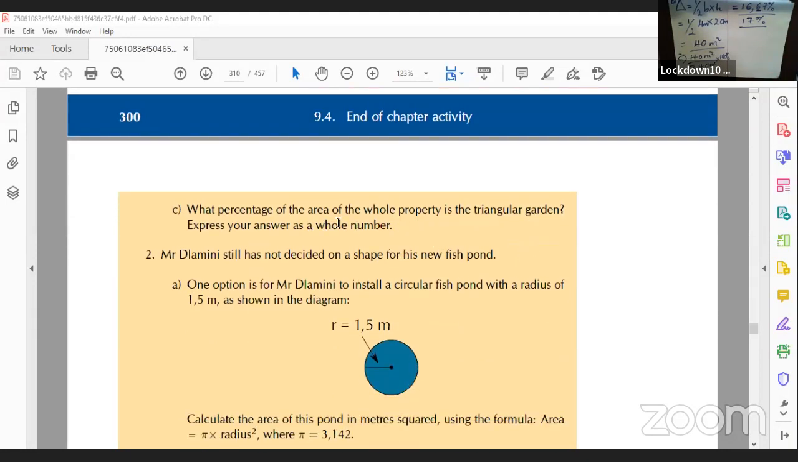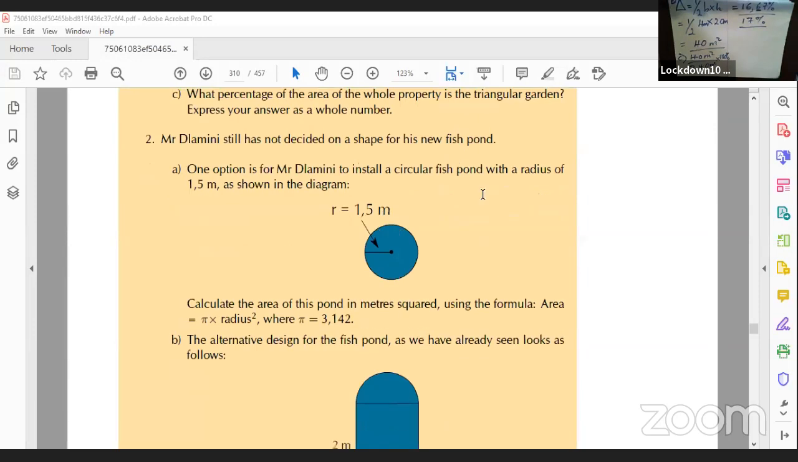So we are looking at this question here. Express your answer as the whole number. So if you have to express the answer as the whole number, it becomes 17%. Okay. Let's look at question number two now. This is question number two.